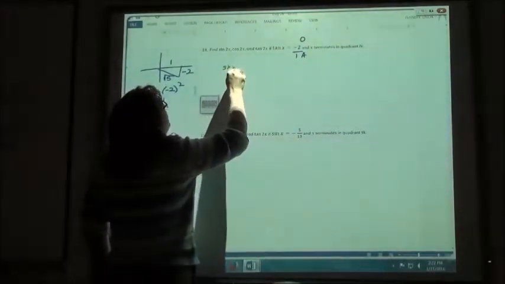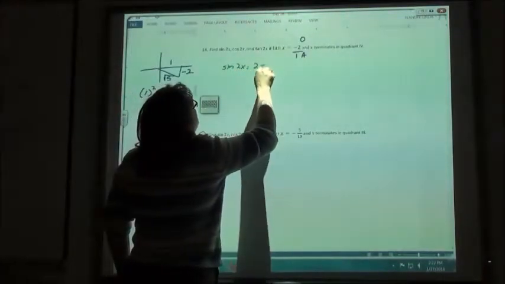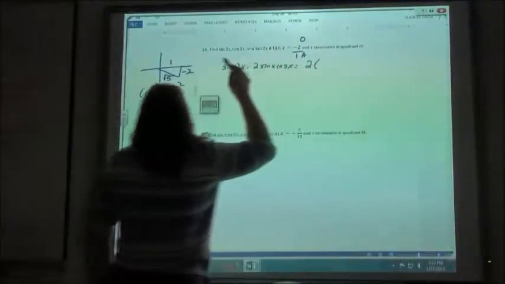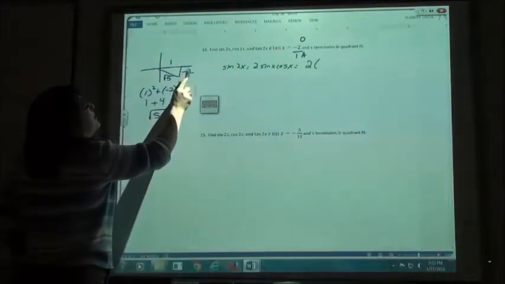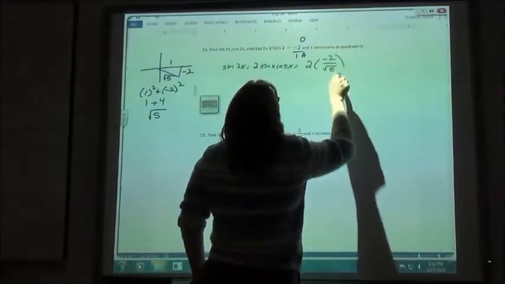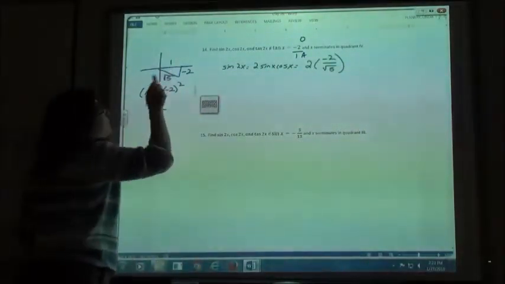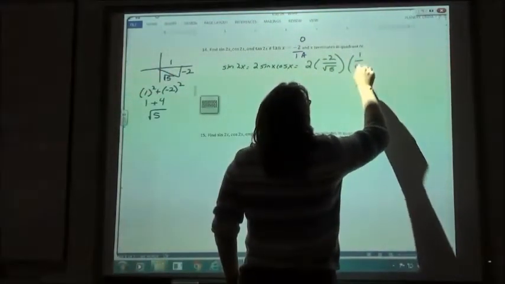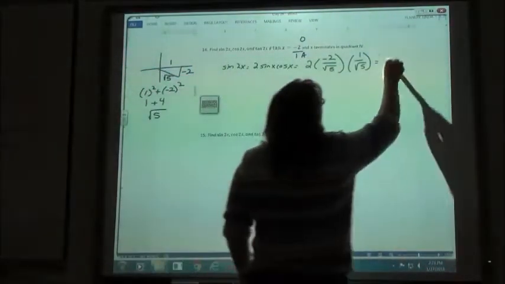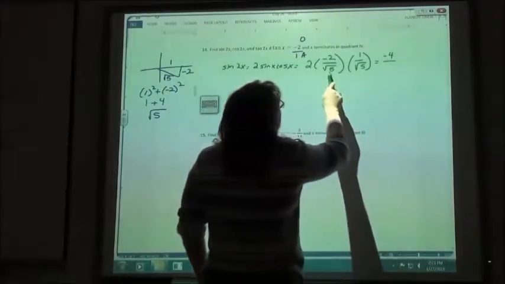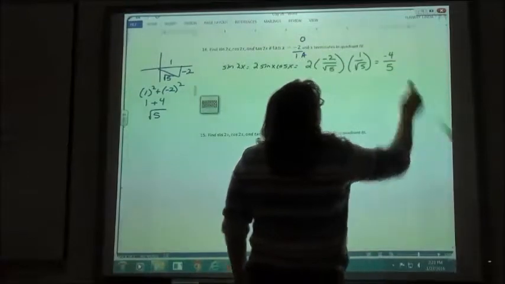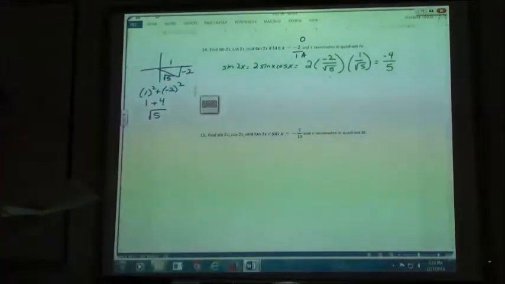So sine of 2x is 2 sine of x cosine of x, so 2 times the sine. The sine is negative 2 over the square root of 5. And the cosine would be 1 over the square root of 5. Which means I am going to get negative 4. Here I'm going to get square root of 5 times the square root of 5, which is the square root of 25. And the square root of 25 is just 5. So I get negative 4/5.